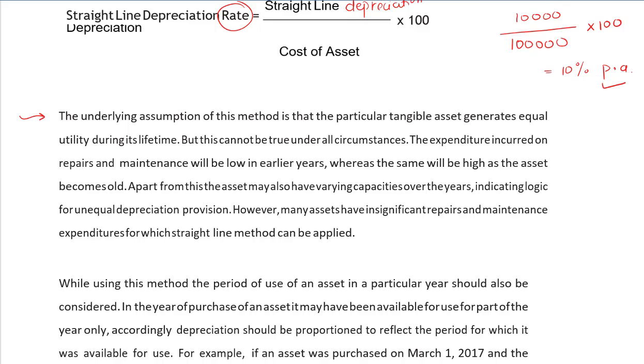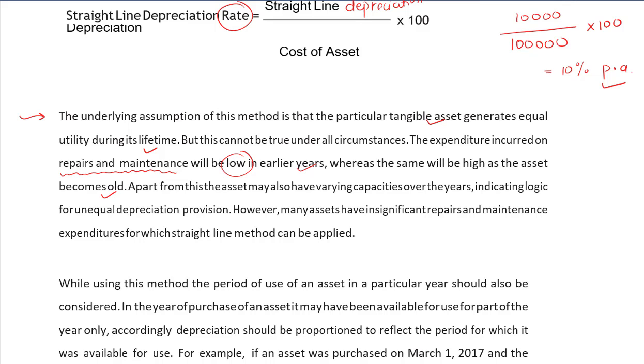The underlying assumption of this method is that the particular tangible asset generates equal utility during its lifetime, but this cannot be true under all circumstances. The expenditure incurred on repairs and maintenance will be low in the earlier years, whereas it will be high when the asset becomes old. Apart from this, the asset may also have varying capacities over the years, which is the logic for unequal depreciation provision.